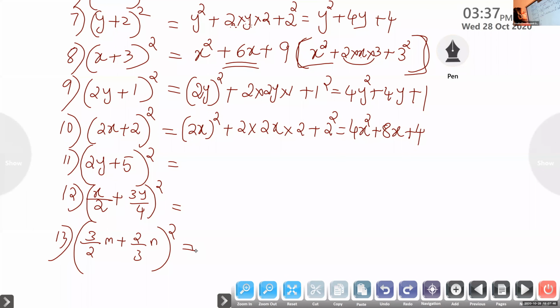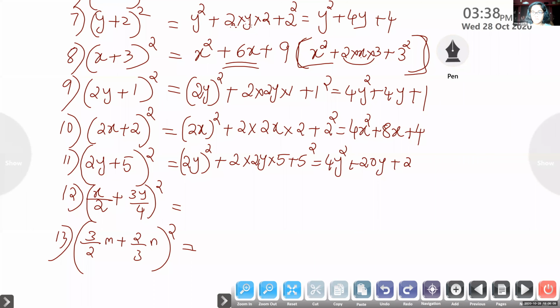20y plus 25. 20 came from 2 into 5 into 2y, that is 20y. 2y the whole square plus 2 into 2y into 5 plus 5 square. So 4y square plus 20y plus 25. Okay.